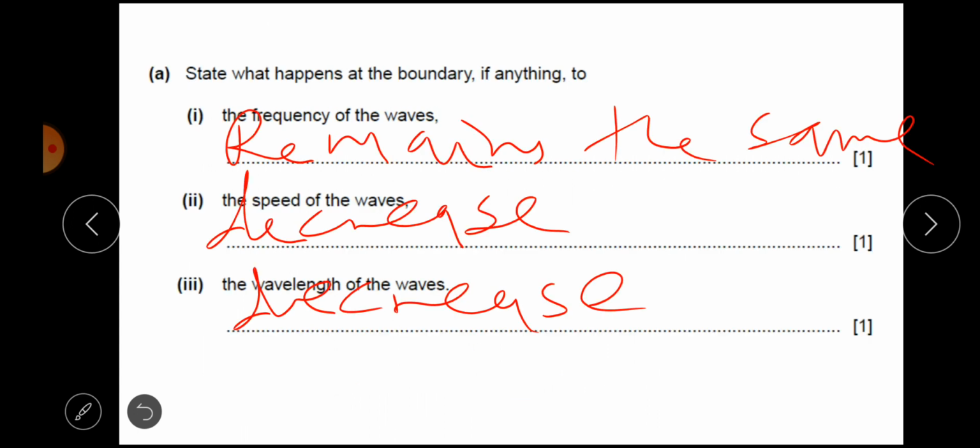Speed is equal to frequency times wavelength. So if the frequency didn't change, but the wavelength has changed and decreased, it means v is also going to decrease.